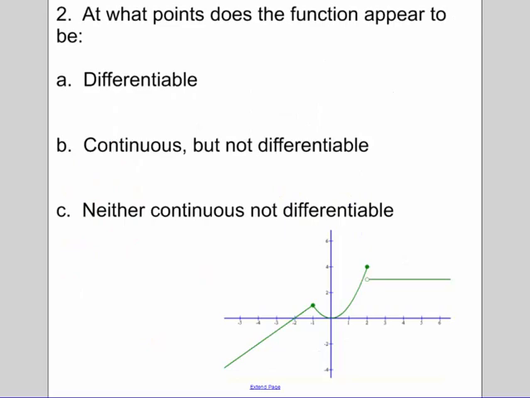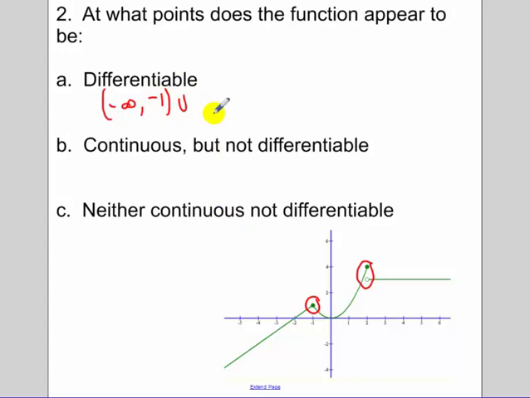Okay, next one. At what points does the function appear to be differentiable? So where can I take the derivative? Looking at this graph down here, it looks like our key points are going to be at -1 and at 2. Does it look like I can take the derivative at -1? Well, all of these slopes of the tangent lines would be positive for numbers less than -1. For numbers greater than -1, they're all something negative. So I'm not differentiable at -1. So from -infinity to -1.